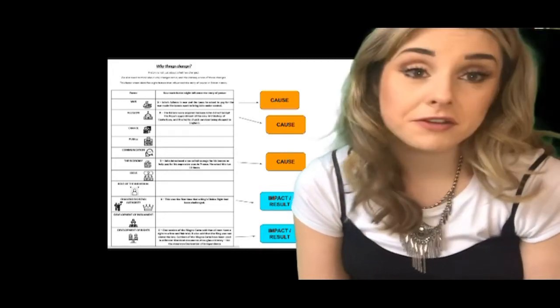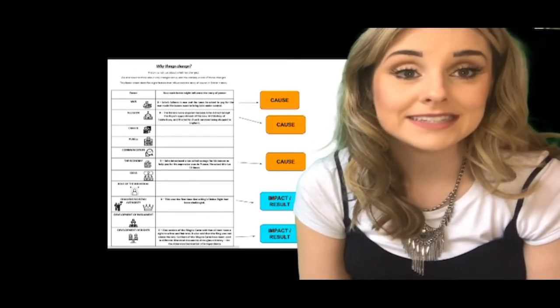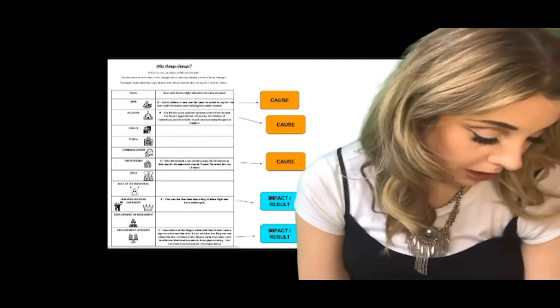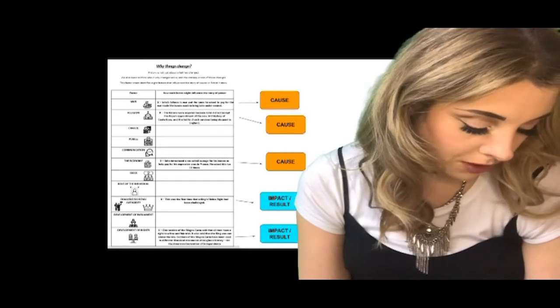And then development of rights. This is looking at longer-term impacts and the significance of the Magna Carta. So I've put in development of rights. One section of the Magna Carta said that all men have a right to a free and fair trial. It also said the king was not above the law.